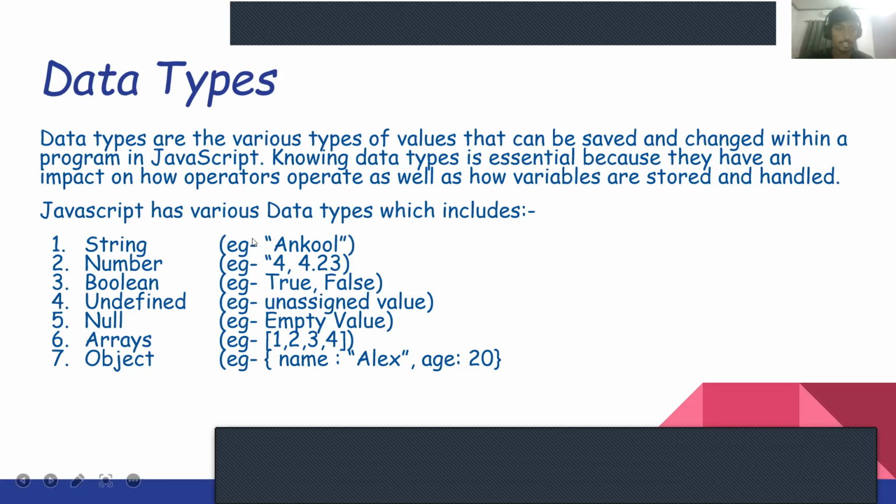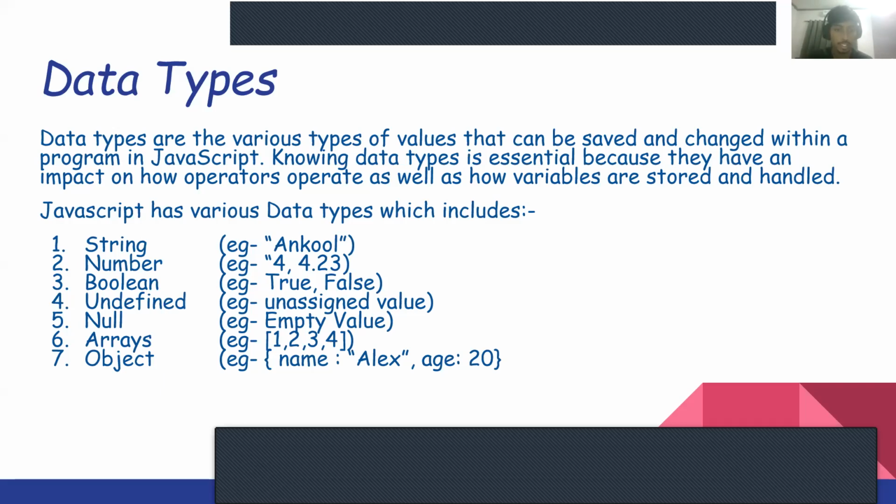For example, string, which includes characters like Ankool. Number, it stores a number like 4, or a float like 4.23. Boolean, we have true or false. Undefined, that means the variable has not been assigned any value. Null, meaning the variable has an empty value. For example, if an earphone doesn't have a match, it will be set as null.